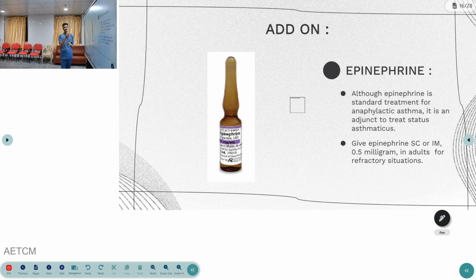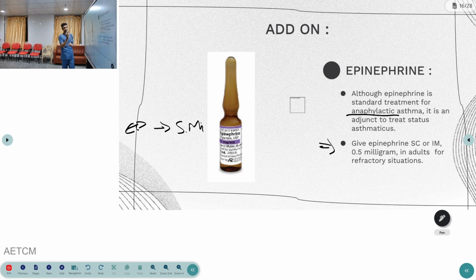Next is epinephrine. Just now we said epinephrine or adrenaline has a sympathomimetic action. Here we mainly use epinephrine in anaphylactic asthma. In severe anaphylactic asthma cases, we use epinephrine. The route is most important: we give it by the subcutaneous or intramuscular route.